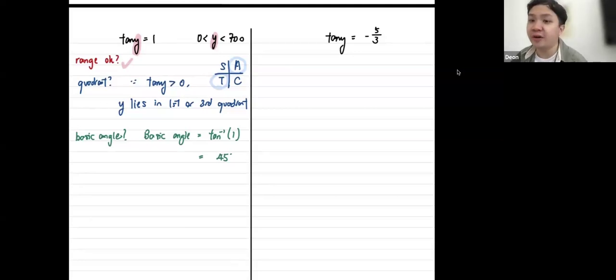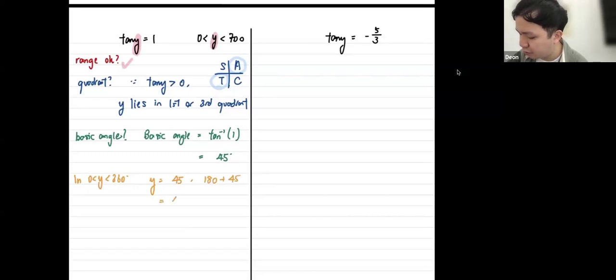Okay, so now we can use it to find the answer. But remember, I like to go in order, right? One circle first, then next circle. For the schools that use this, good. For the schools that don't use this, I would recommend that you learn this, because it's easier for you to visualize. So in the first circle, and only the first circle, I know that y is 45 or 180 plus 45. This is 180 plus 45 because of the third quadrant.